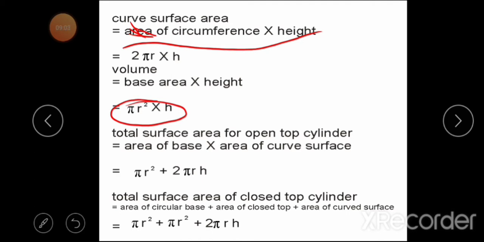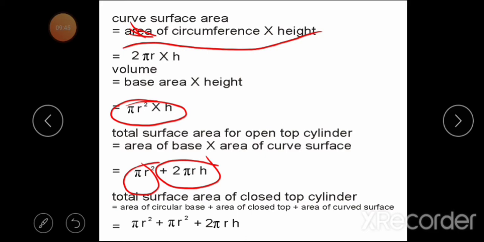So the area of the base is pi r square plus the area of the curved surface, which is 2 pi r h. So this is the formula for the total surface area of a cylinder with an open top. If you are asked in an exam to give the area of an open top cylinder, it is simply the area of the circular base plus the area of the curved surface.